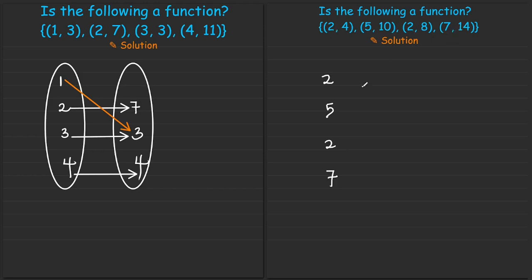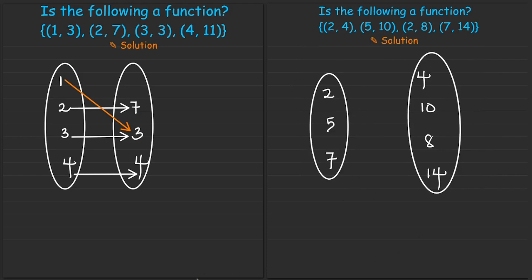Okay. So since the 2's are the same, we should just remove this one. Then with that, we can see in our range, we have the numbers 4, a 10, an 8, and we also have a 14. You see? So with that, let's look at how they are paired against each other.